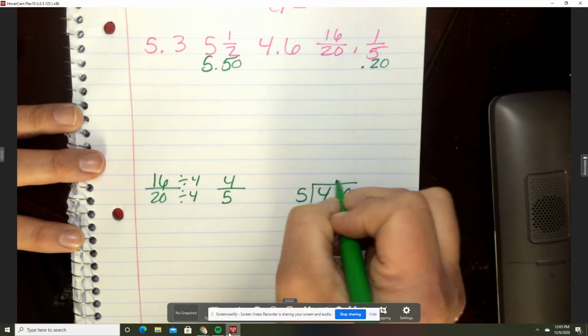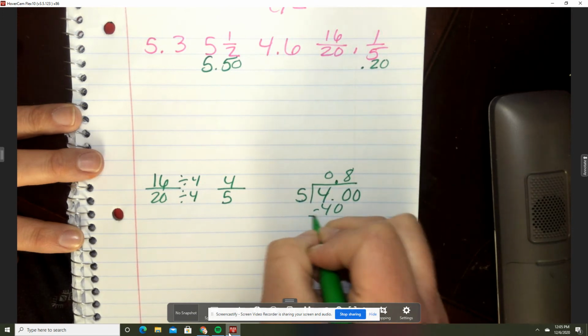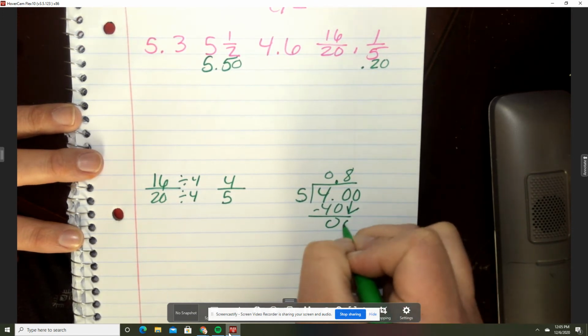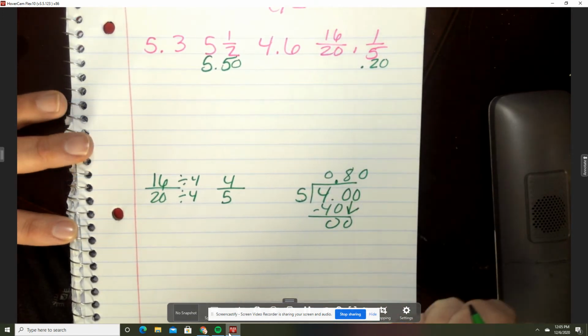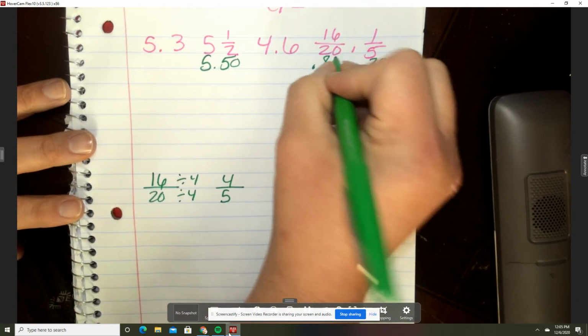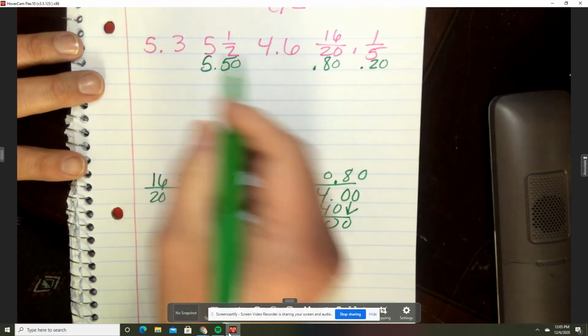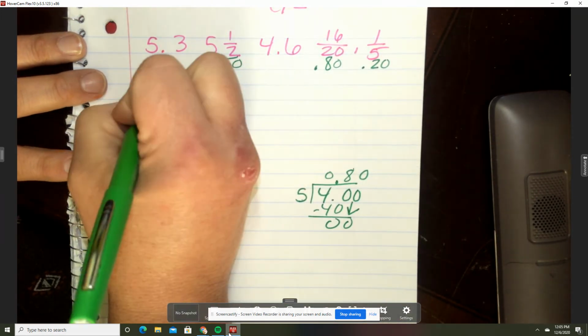5 goes into 4 no times, 5 goes into 40 eight times. Okay, bring down your 0, 5 will go into 0 zero times. So this one is 8/10, and throw a 0 on there. All right, so greatest to least, we're looking for the biggest number, and that's going to be 5 1/2.